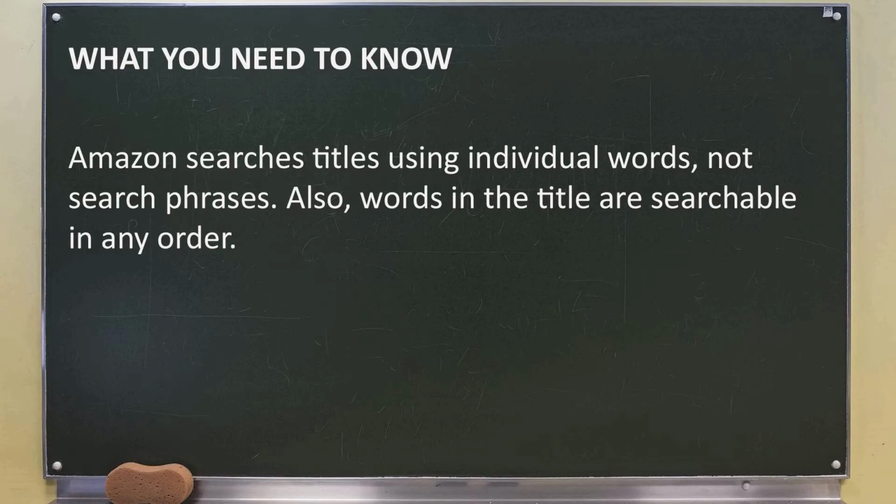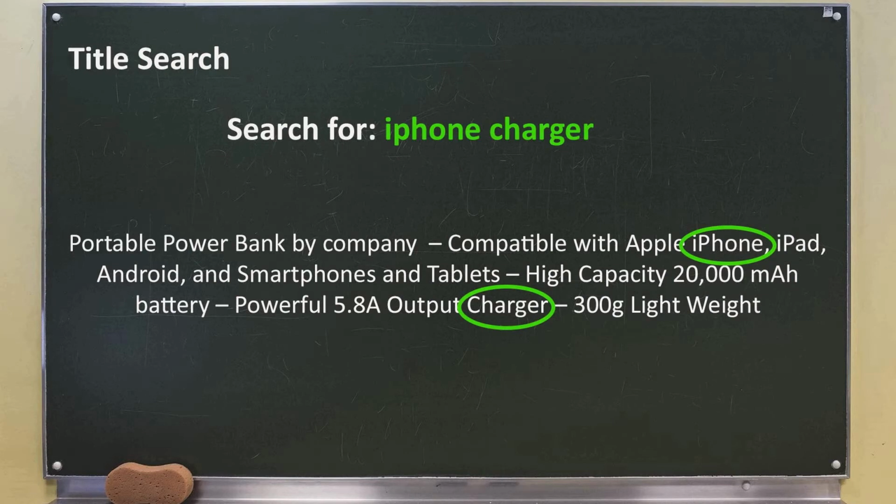What you need to know: Amazon searches titles using individual words, not search phrases. Also, words in the title are searchable in any order. For example, this listing would still appear for the query iPhone charger, even though the keywords in the title aren't written in the exact same order.